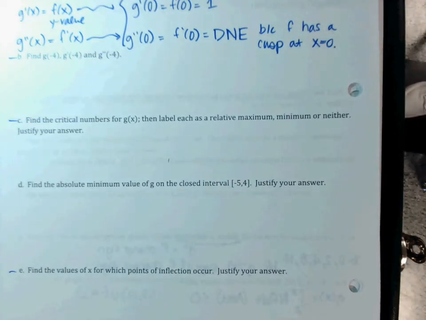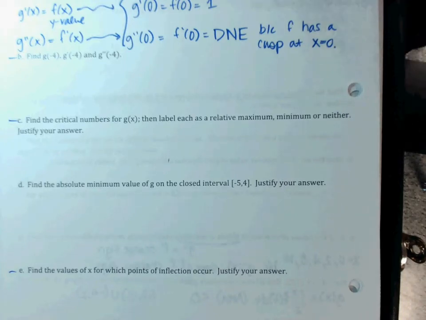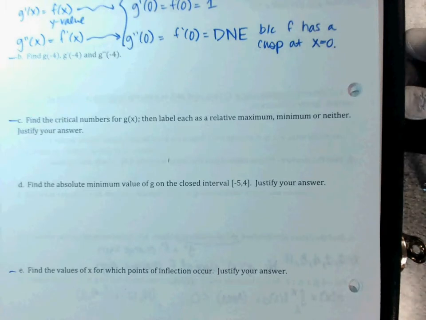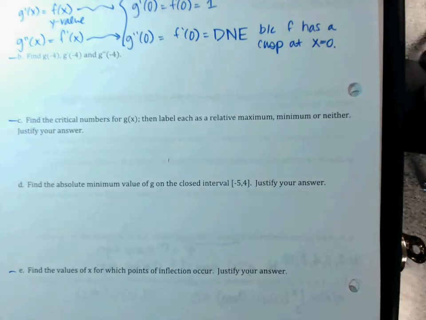Okay, what'd y'all get for the first part? For f of -4, 1 or -1? -1 because it's backwards. What'd you get for f prime of -4? 0, is that right? Yeah. Okay, and then what about the second derivative? 2, good.